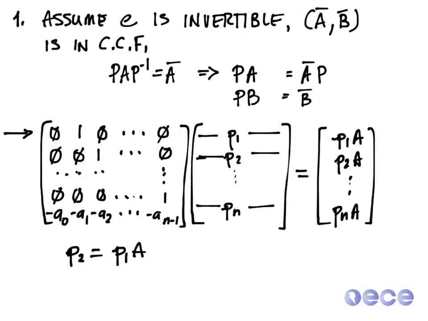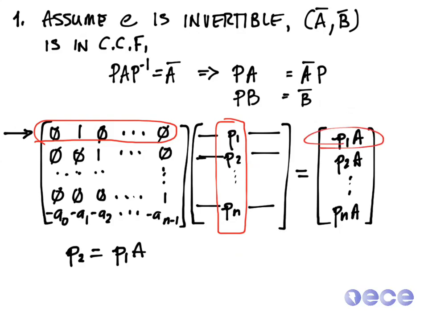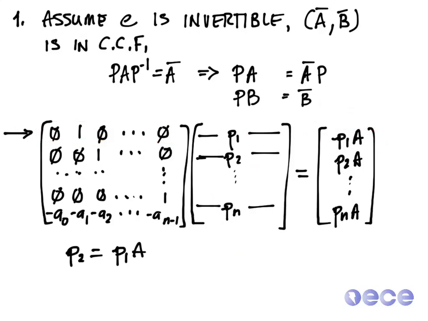So as we multiply this first row times all the columns and all the rows that we see in the matrix here for P, we see that we multiply 0 times P1 plus 1 times P2, etc., and that's going to be equal to P1 times A. So because of the way that our matrix is structured, P2 is equal to P1 times A.